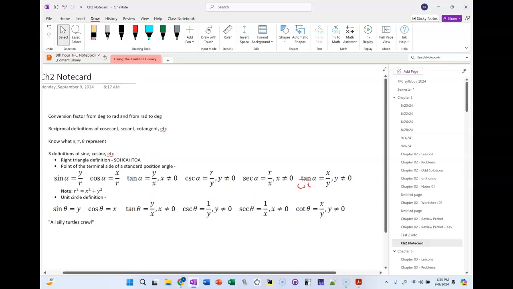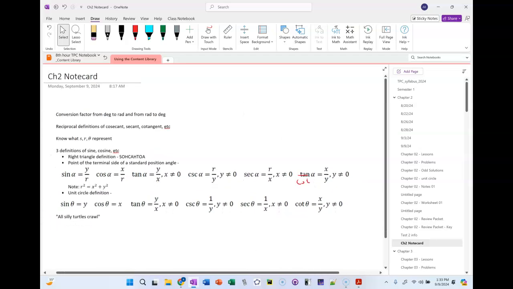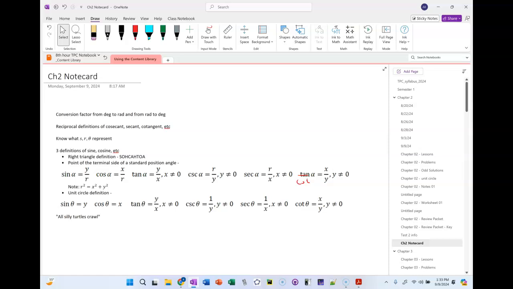So again, I've dropped into your OneNote some ideas of things that I would probably want to make sure that I put on my note card. Mainly for my notes, I want to make sure that anything that requires memorization I got on there, because I don't want to have to worry about memorizing stuff. So I put down on here, you should have the conversion factor from degrees to radians or radians to degrees. Make sure you know the reciprocal definition for like cosecant, secant, cotangent.